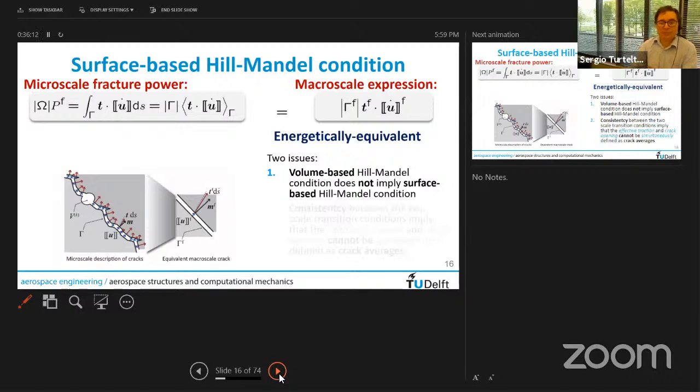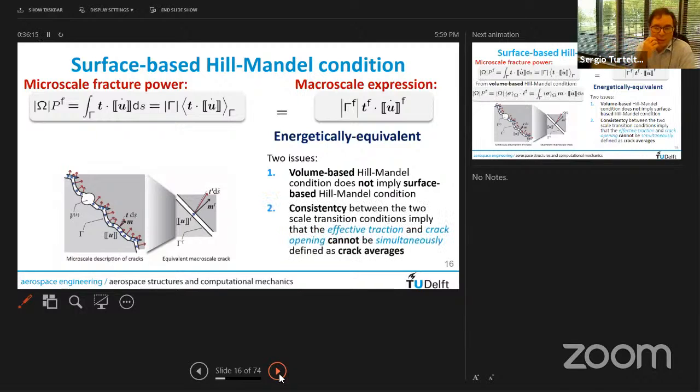And the other thing that doesn't work, as you may expect, is that if we want to impose consistency, we need to look at what is, in fact, the effective traction and the effective crack opening rate that we need to use. The problem is that if we define the effective traction as a surface average and the crack opening rate as a surface average, those two simultaneously, we will never have this quantity match. Maybe in some cases approximate, but in general, they don't match.